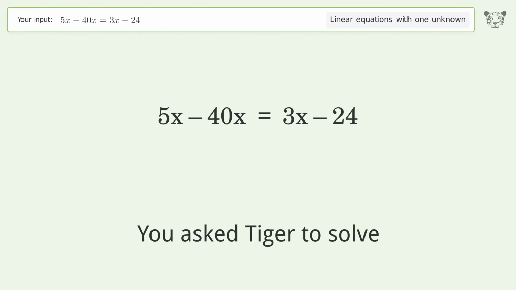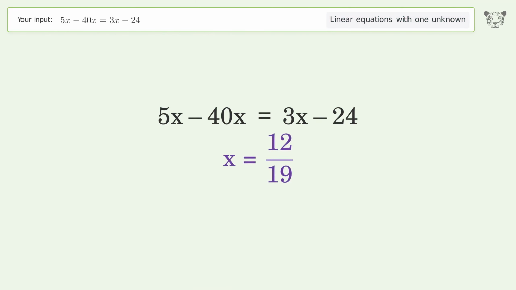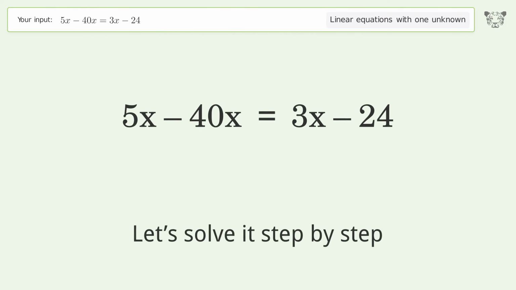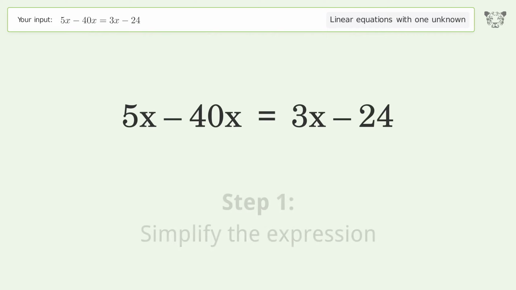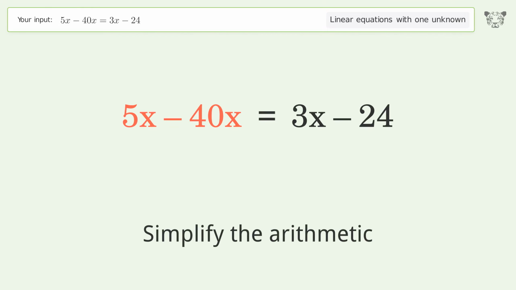You ask Tiger to solve. This deals with linear equations with one unknown. The final result is x equals 12/19. Let's solve it step by step. Simplify the expression. Simplify the arithmetic.